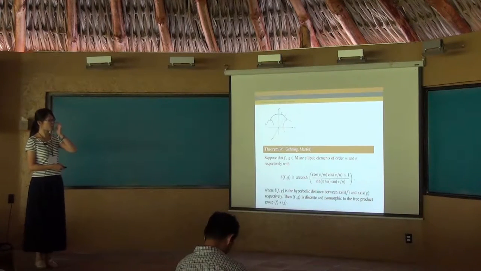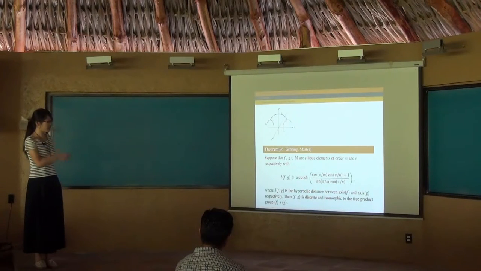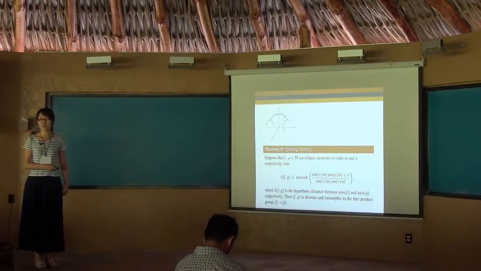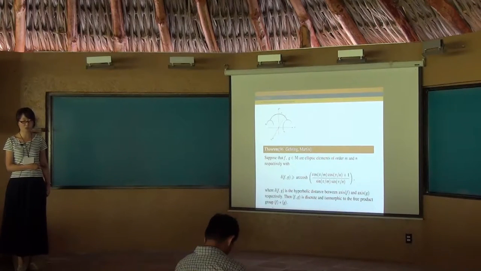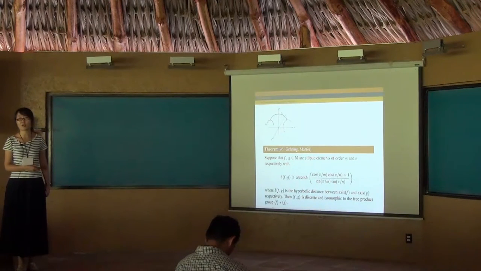And now I would like to introduce a theorem given by Klein and Martin. They investigate a sufficient condition for discreteness of a two-generator subgroup. This sufficient condition is given by the orders of two elliptic elements. If the distance between the two axes of f and g satisfies this condition, then we get that the two-generator subgroup will be discrete. In this theorem, the authors mainly use the Klein combination theorem. Later, when we consider the complex hyperbolic triangle group, we will also use a similar method. That means Klein's combination theorem in complex hyperbolic space.